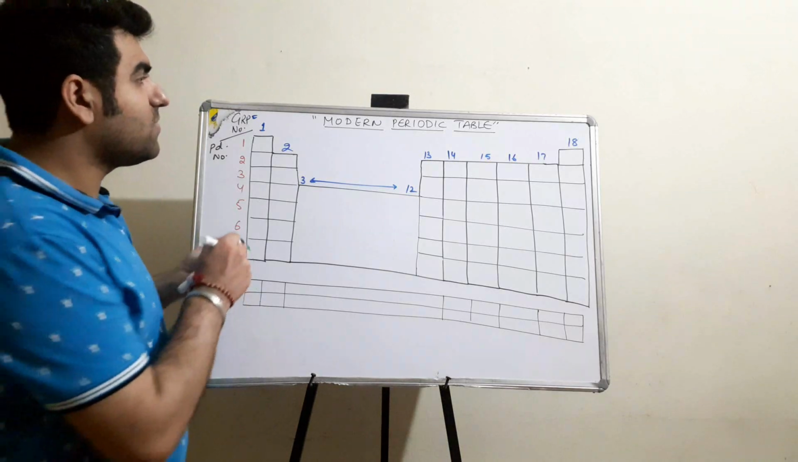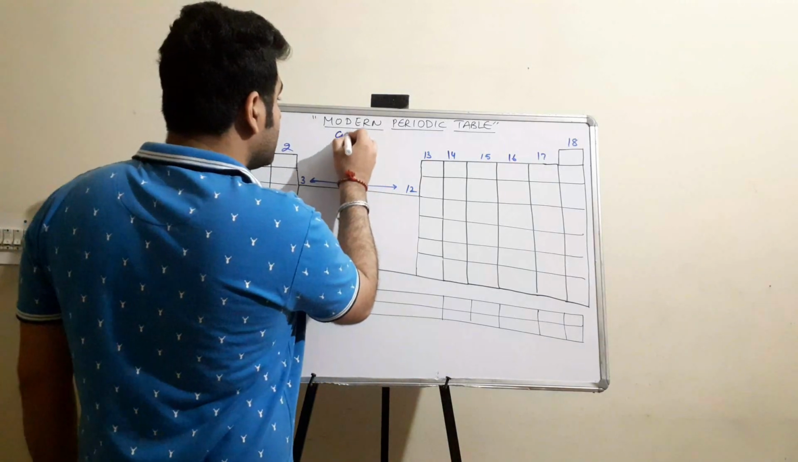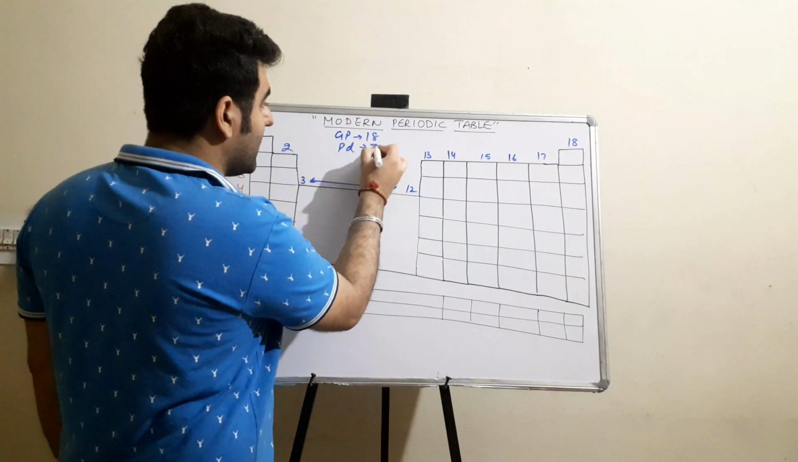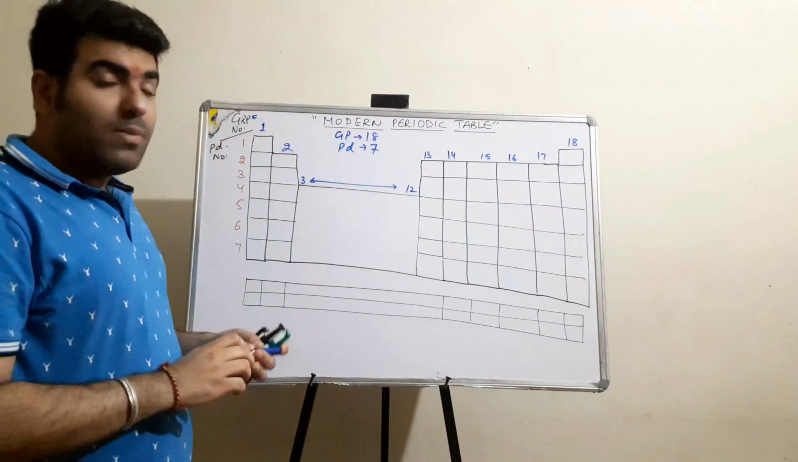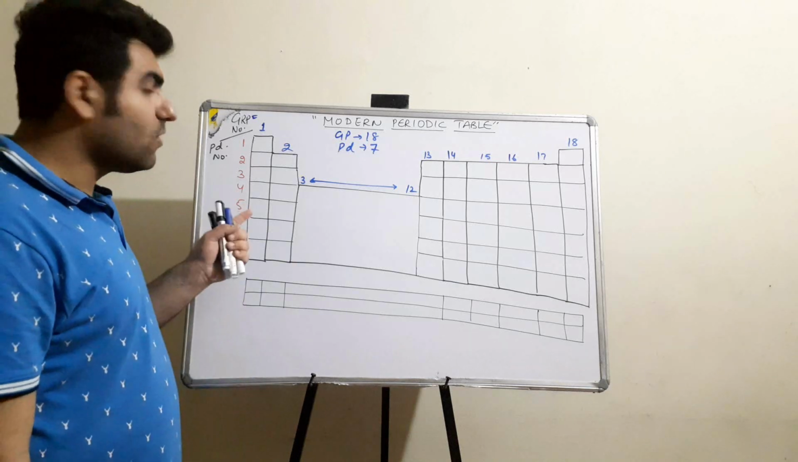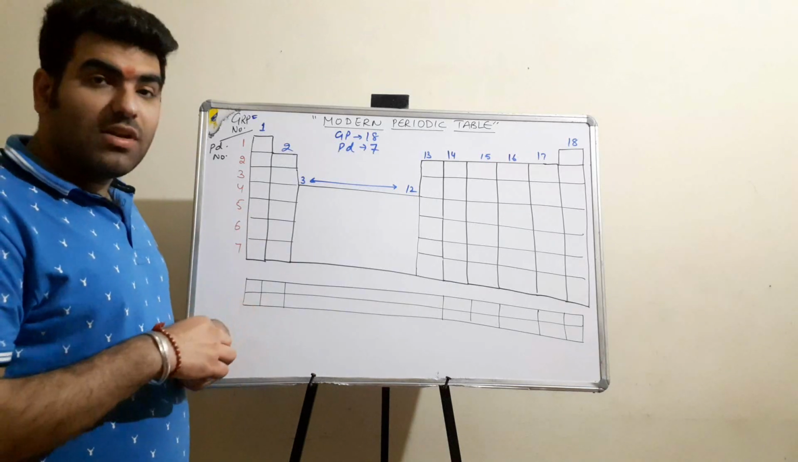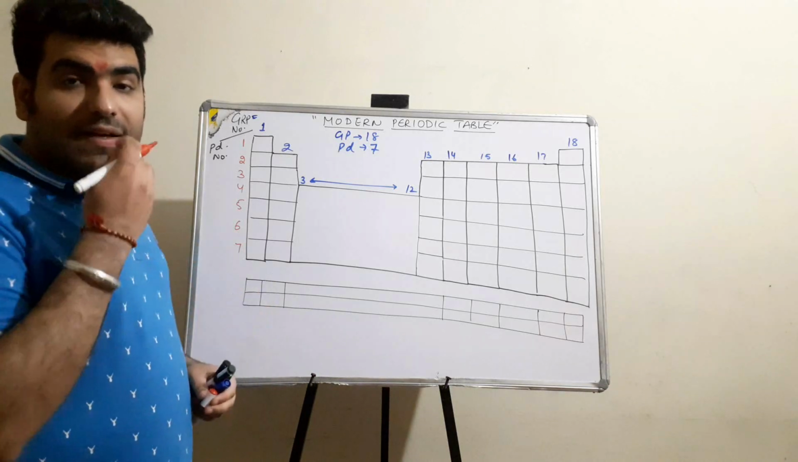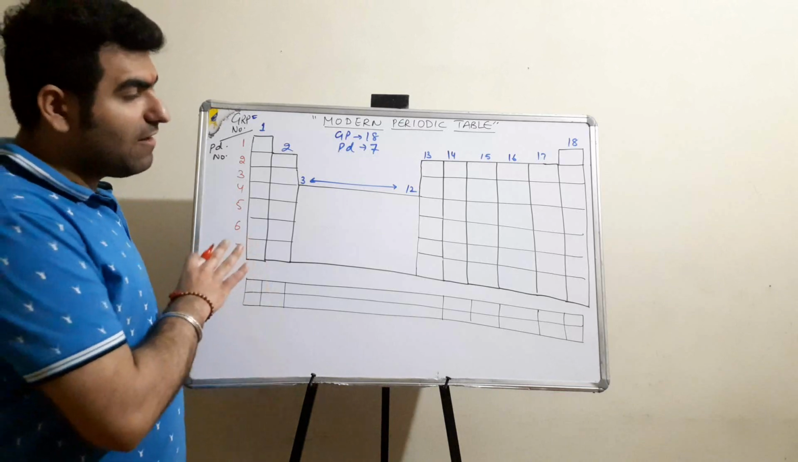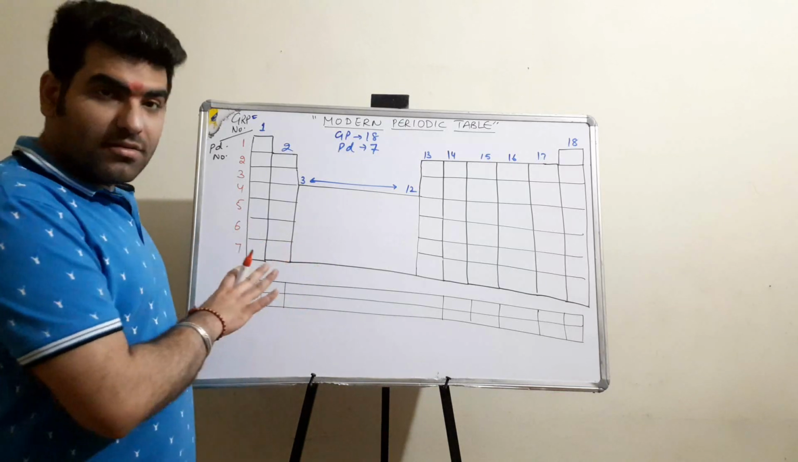So, let us just make it like this. This is having 18 groups and 7 periods. Alright, we'll discuss what type of question will be asked and we'll take 1 or 2 questions now only. So let us just try to fill it up. Till class 9th, we have discussed how to arrange the 20 elements. We'll fill up this thing now.